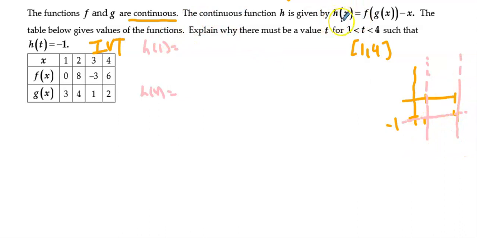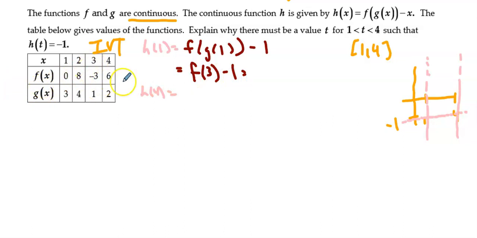So let's do them. h of 1 is equal to f of g of 1, minus 1. We're just doing straightforward substitution. Well, g of 1 is 3. So we're going to do f of 3 minus 1. And then f of 3 is -3, minus 1 is -4. So I know that at 1, I'm down here at -4, right? So that means that my h of 4 should be above this line because I need to cross at this value to get to the point that's up here. So let's check it out and make sure that that's right.